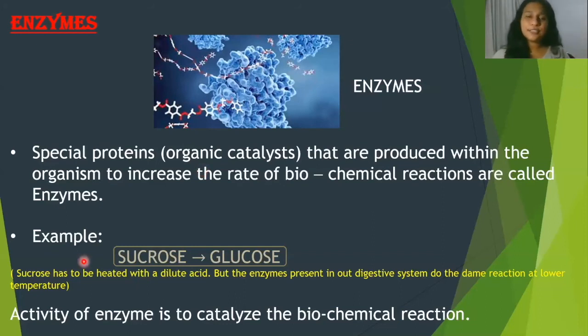So sucrose converts to glucose, right? Sucrose has to be heated with dilute acid, but the enzymes present in our digestive system do the same process at a lower temperature, right? So the activity of enzymes is to catalyze the biochemical reaction. Enzymes always change something to something, right? That's why we call them organic catalysts. Catalyst means a cause of change. That's why.